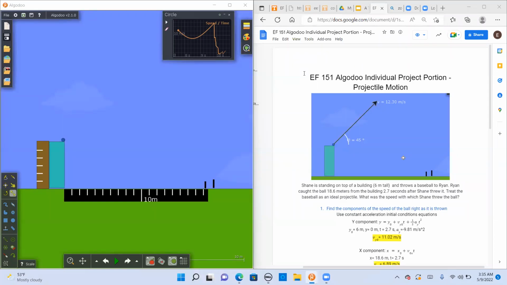All right, so this is the individual portion of my project for the Algodoo project, and I did it on a projectile motion problem.